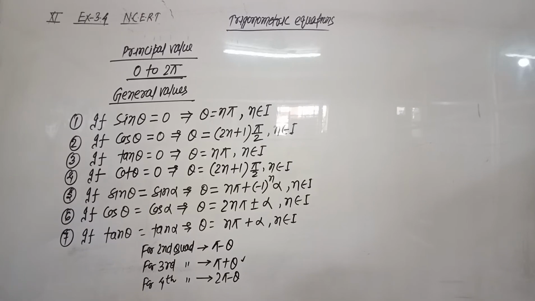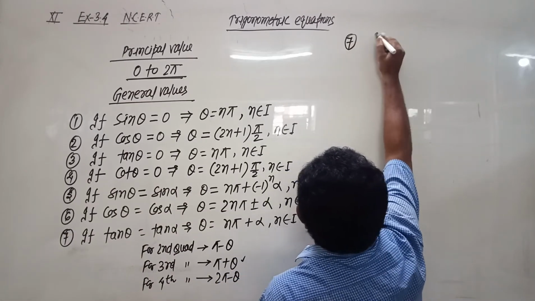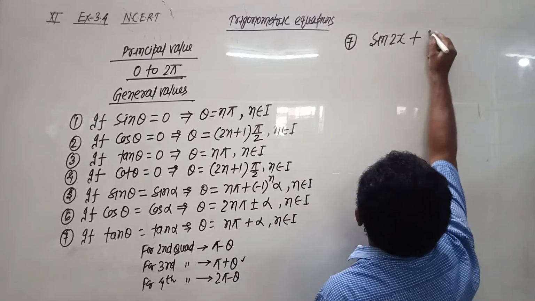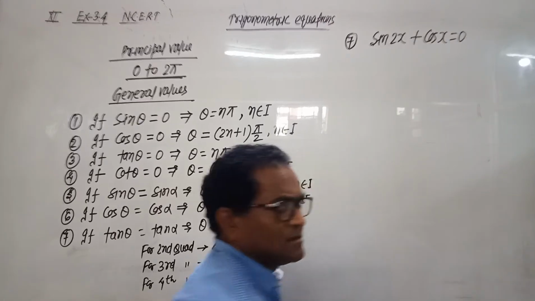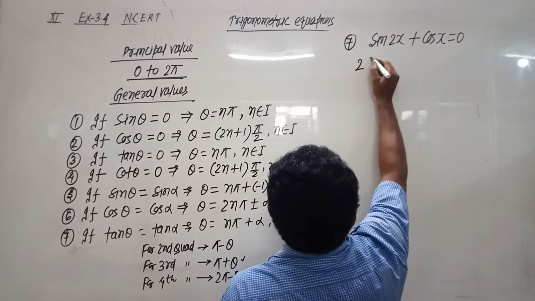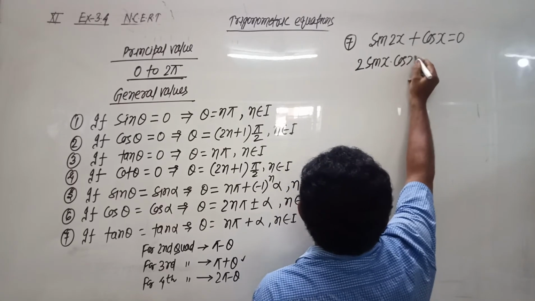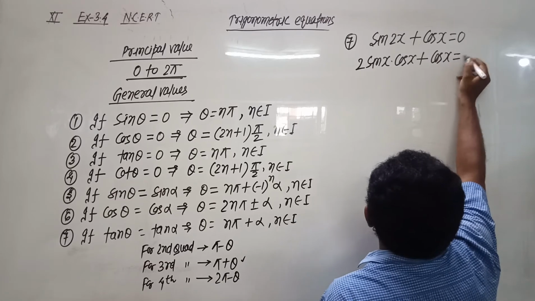Seventh question is sin 2x plus cos x equals to 0. We expand sin 2x. The formula for sin 2 theta is 2 sin theta into cos theta. So 2 sin x into cos x plus cos x equals to 0.